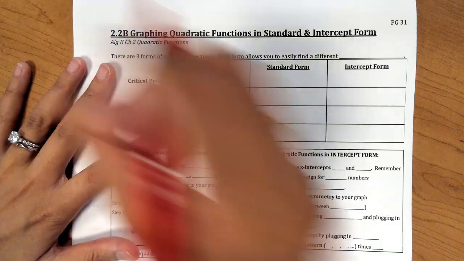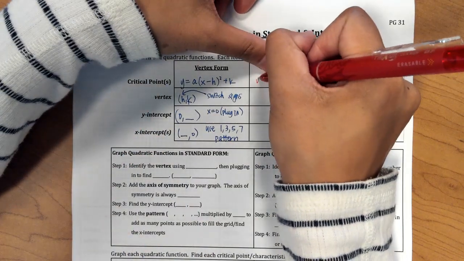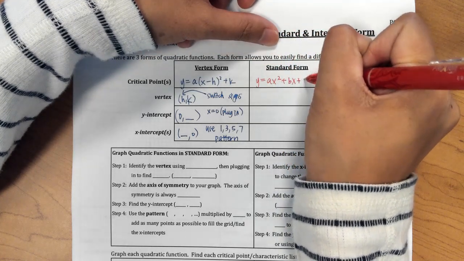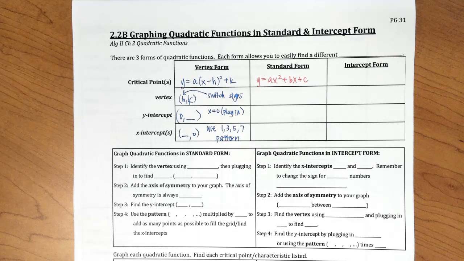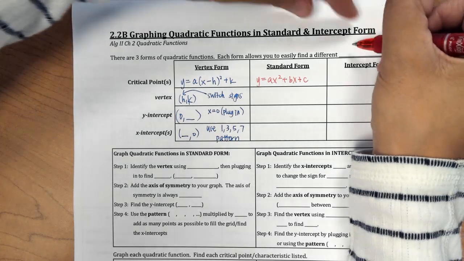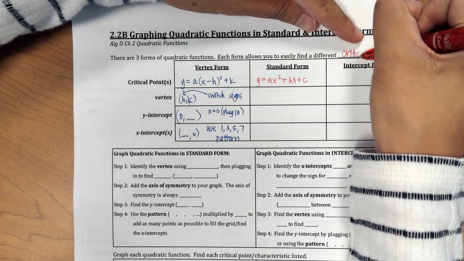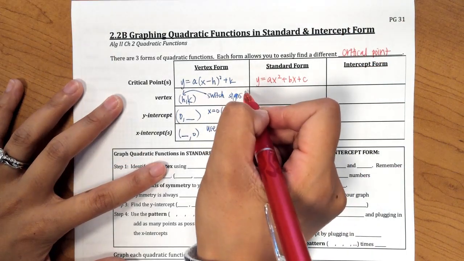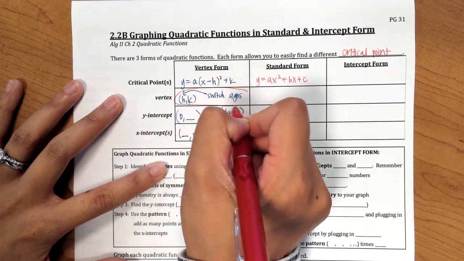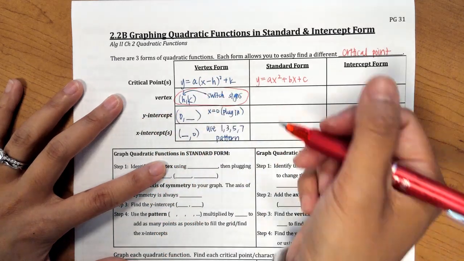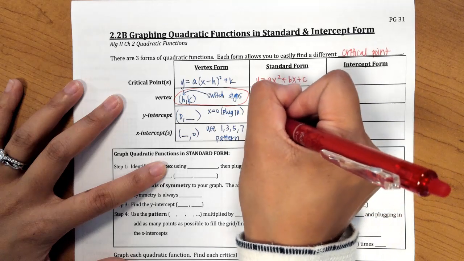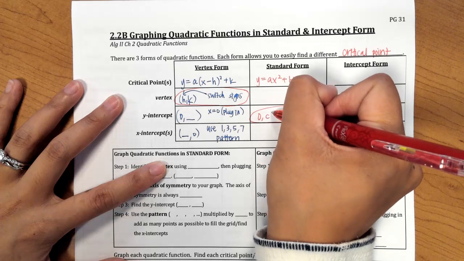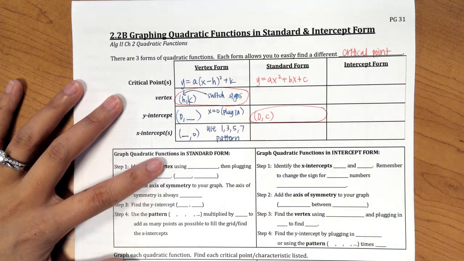Now, standard form is a little bit different. Standard form looks like this. Y equals ax squared plus bx plus c. And in standard form, remember, each one allows you to find a different critical point. In vertex form, vertex is the easiest. In standard form, the y-intercept is going to be the easiest. Okay, the y-intercept is going to be 0, comma c. And let me show you why.